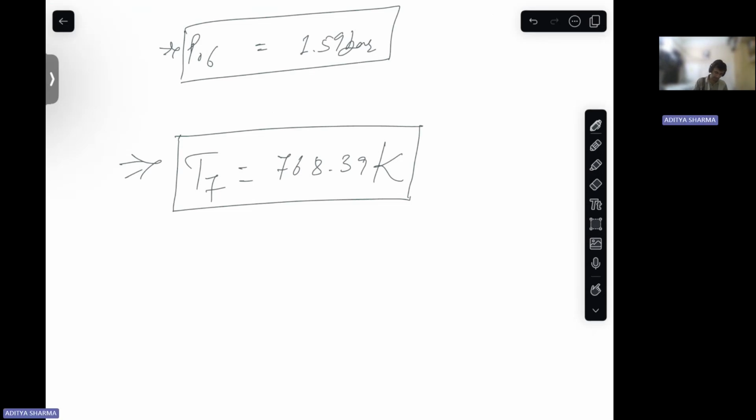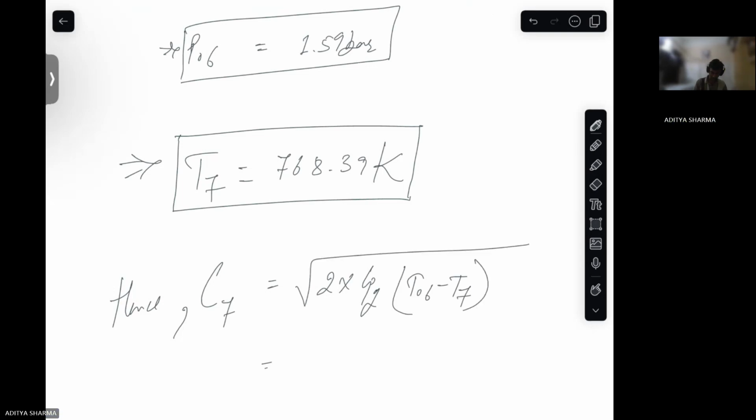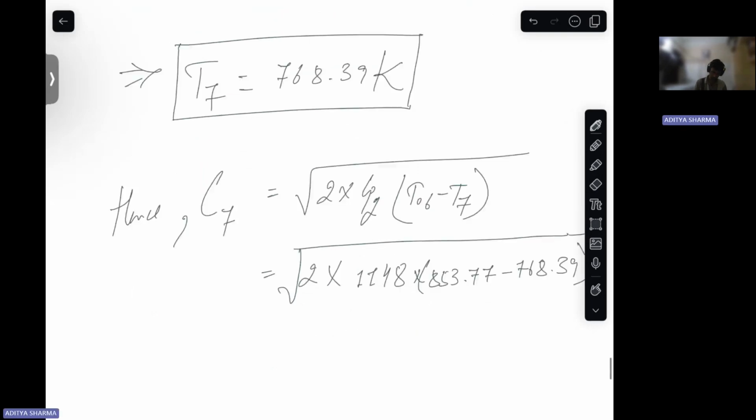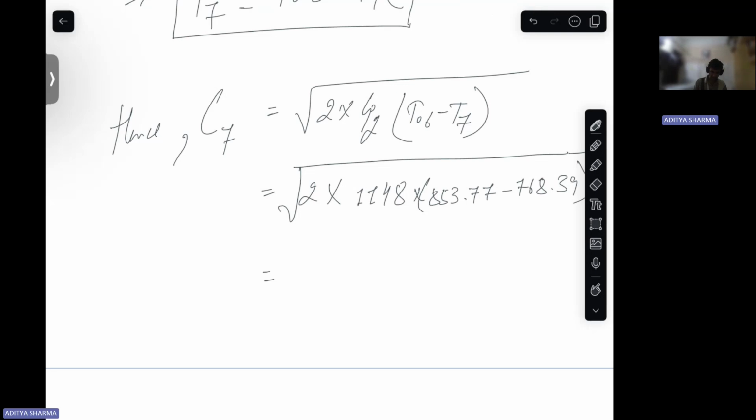Okay. In that case, hence the velocity can be calculated as 2 into CPG into (T06 minus T7), which is 2 into 1148 into (853.77 minus 768.39). So if you calculate this, this will come out to be 442.75 meter per second. So this is your hot stream velocity.